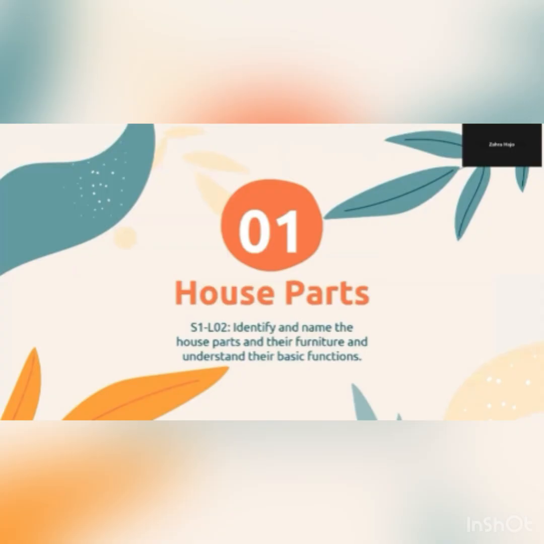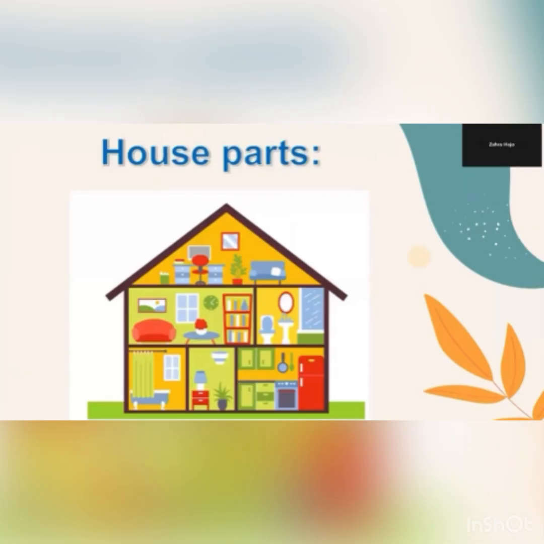Our lesson is about the house parts. What's the title of our lesson? House parts. Repeat after me. House parts. A house is a place where people live and feel safe. It has rooms where we can sleep, eat, and play. It helps protect us from the rain, cold, and sun.